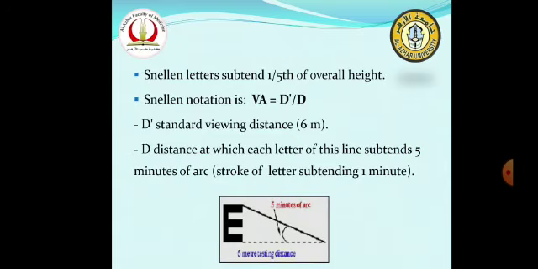A Snellen letter subtends 1/5 of overall height. Snellen notation is visual acuity equals d1 over d, where d1 is the standard viewing distance, which is 6 meters. It is the distance between the person and the chart. D is the distance at which each letter of this line subtends 5 minutes of arc. For example, when a person has a visual acuity equal to 6 over 12, it means he can see an object from 6 meters, while the normal person can see the same object from 12 meters.